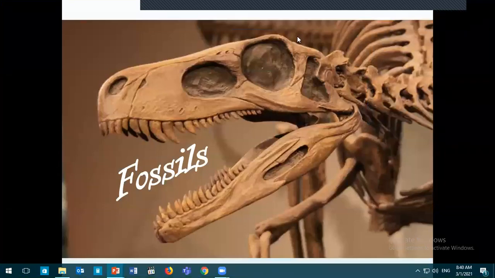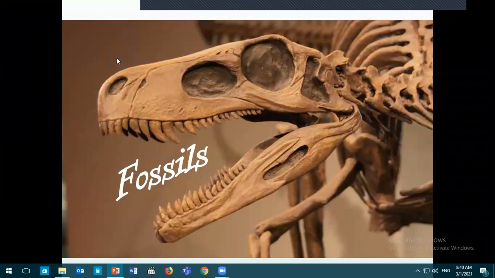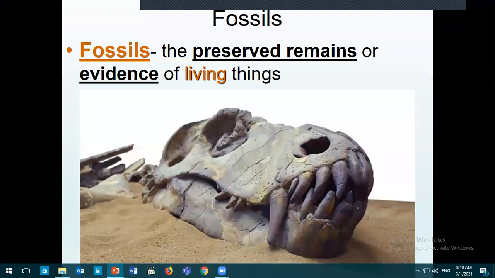Okay, so the last time we talked about fossils, what we mean by fossils, and why they are important. In order to study them, we know what kind of life was before us. We have different types of fossils, but first let's remember what we mean by fossil. It's the preserved remains or evidence. So they don't have to be only remains.